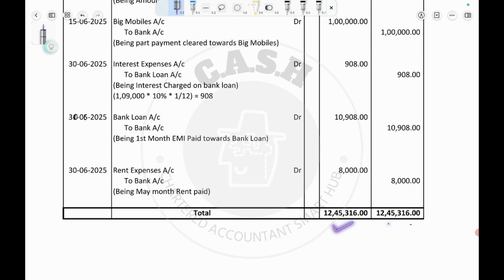Finally, the total debit and total credit of the journal entries should always match.